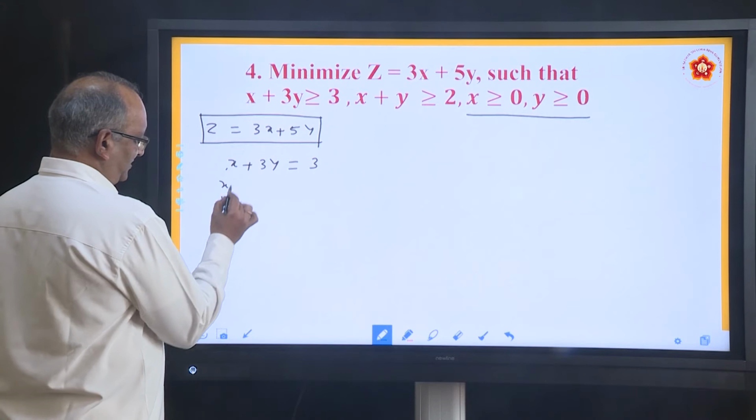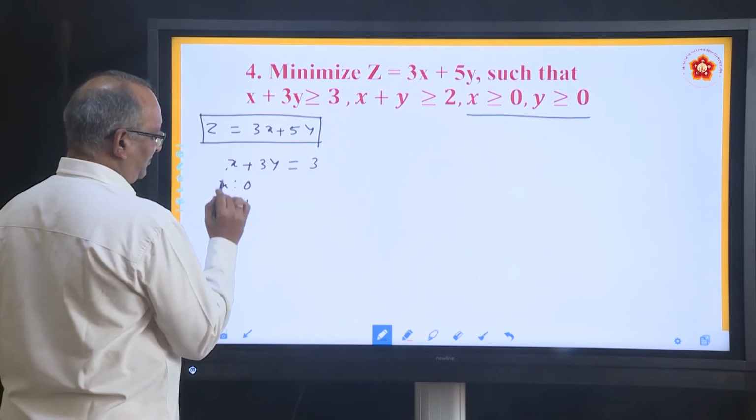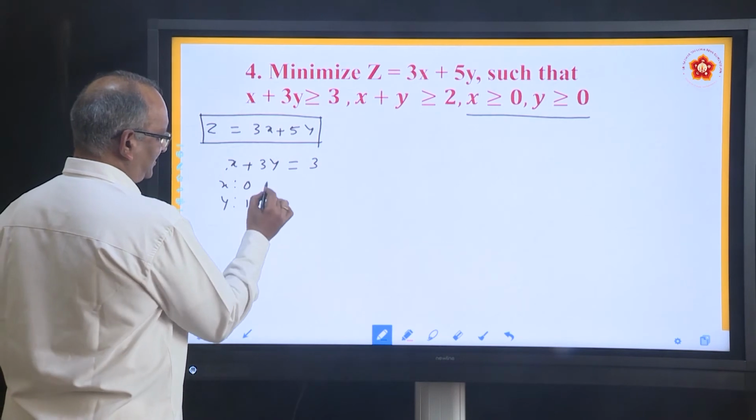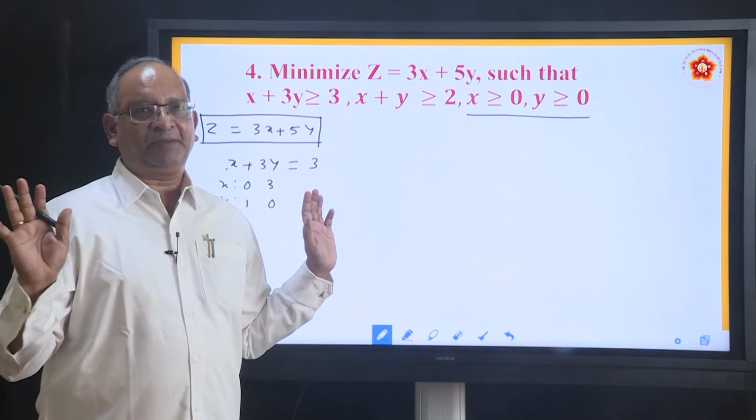What are the points? Take the points here itself, x and y. Suppose x is 0, 3y is 3, so y is 1. If y is 0, x is equal to 3. Two points are enough to draw a straight line. You don't need to take many points.